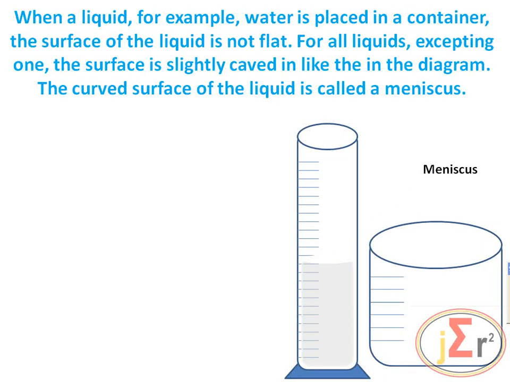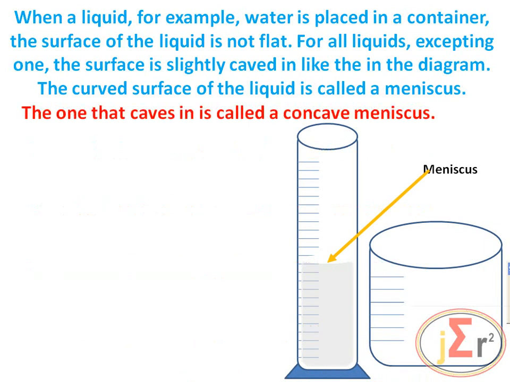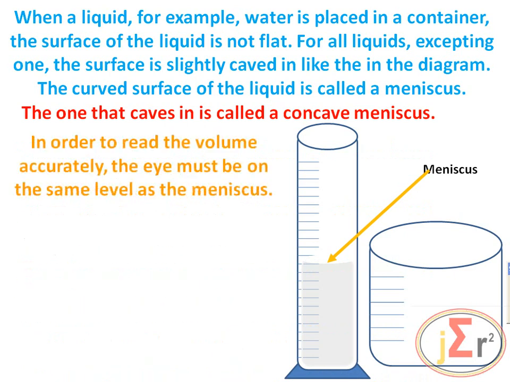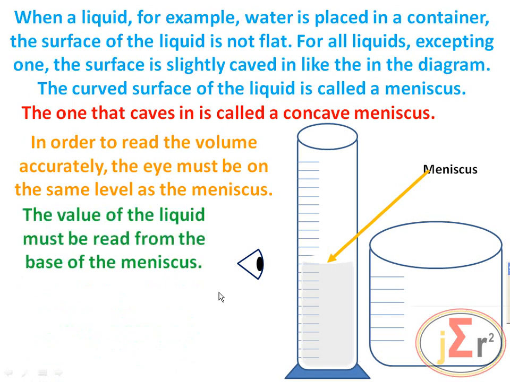When it is curved in like that, it is called a concave meniscus. In order to read the volume accurately, the eye must be on the same level as the meniscus. The value of the liquid must be read from the base of the meniscus.